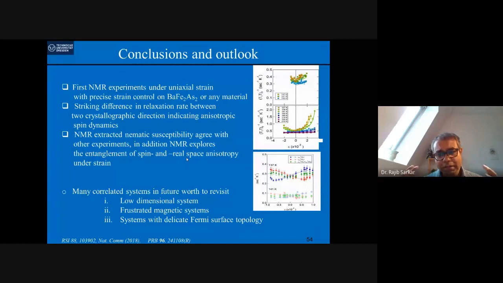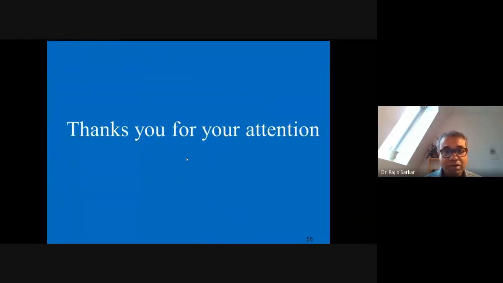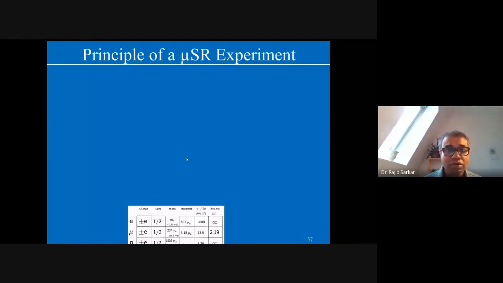NMR is good because you can use a sample of 1 millimeter by 1.5 millimeter. But I don't have the time to talk about muon on this system. Muon is also possible to do on uniaxial strain, but there you need a sample geometry of something like 5 millimeter or 4 millimeter because of the muon experimental restriction conditions. I hope in the near future, if I have some other opportunity, I'll talk about the muon. But today, I don't have the time to talk about all these things.